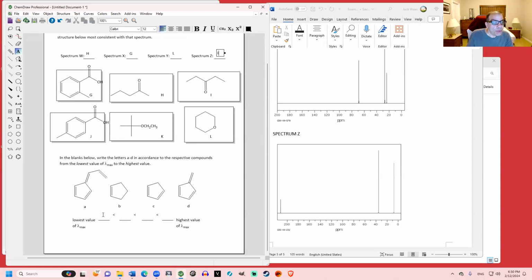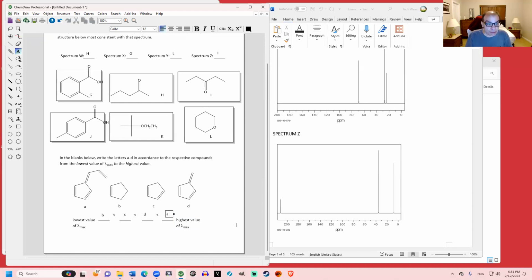So the one with the fewest conjugated double bonds would be B. That is only one. Then C has two conjugated double bonds. That's going to be a slightly longer wavelength. Then D has three conjugated double bonds. That will be a slightly longer wavelength. And the longest wavelength of all would be A, because it has four conjugated double bonds. So that's the order that I would expect them to show up in.